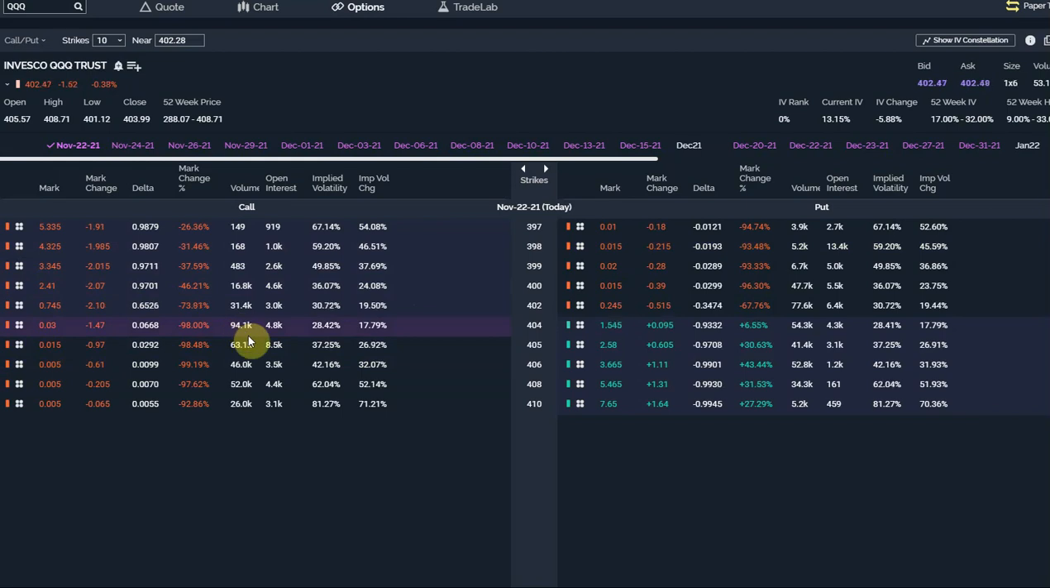So now it's just a gamble. Now it's just amateur. People buying this hoping to make money, maybe on a miracle pop into the close, yes, but it's just a gamble. Luckily, it doesn't cost much.